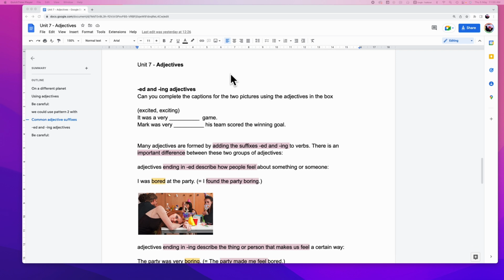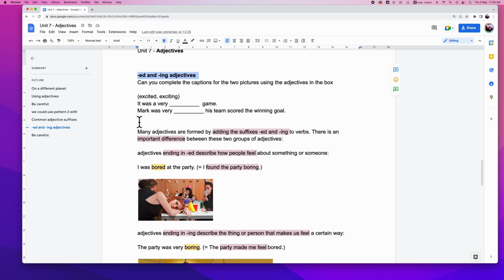Okay, today the topic is about -ed and -ing adjectives. Take a look at these two sentences and see if you can answer them properly. The words given are excited and exciting. It was a very exciting or excited game. The other one: Mac was very excited or exciting. His team scored the winning goal.